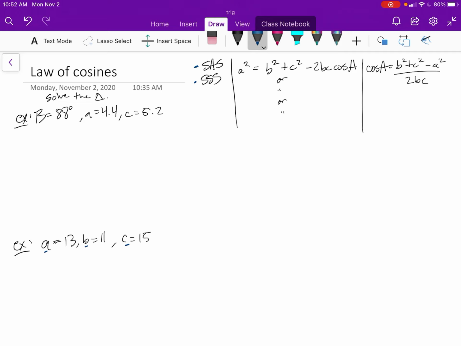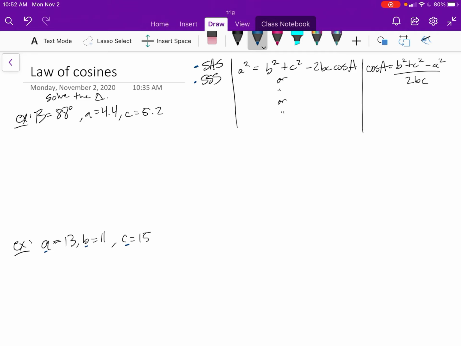The side angle side, just like law of sines, I prefer drawing it out. But I also did mention that when you try law of sines and it just doesn't work, right? Like I don't have enough information to do it, that probably means you need law of cosines. So let's take a look at this first example.